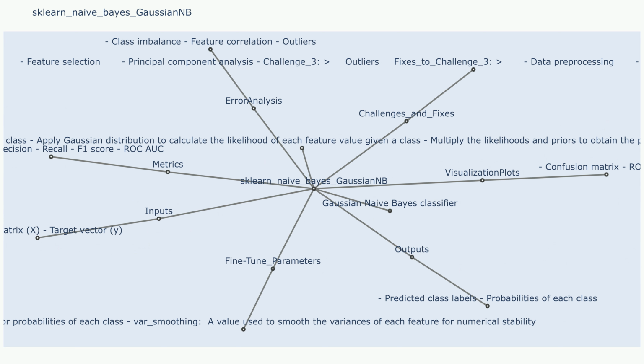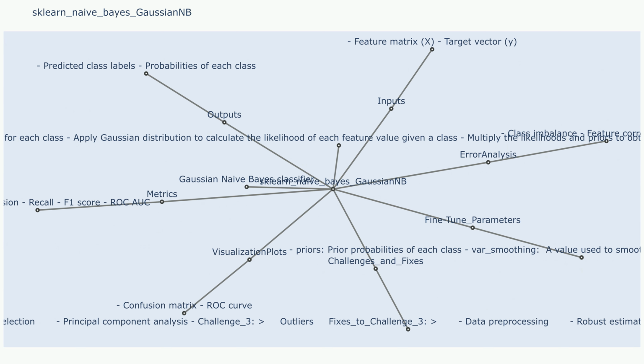Fixes. Feature engineering. Transform features to reduce dependence, such as using principal component analysis (PCA). Alternative models. Consider using more sophisticated models that handle feature dependence better, like random forests or support vector machines.